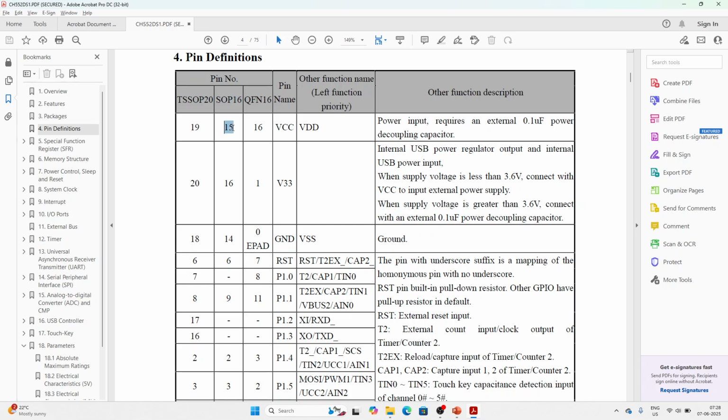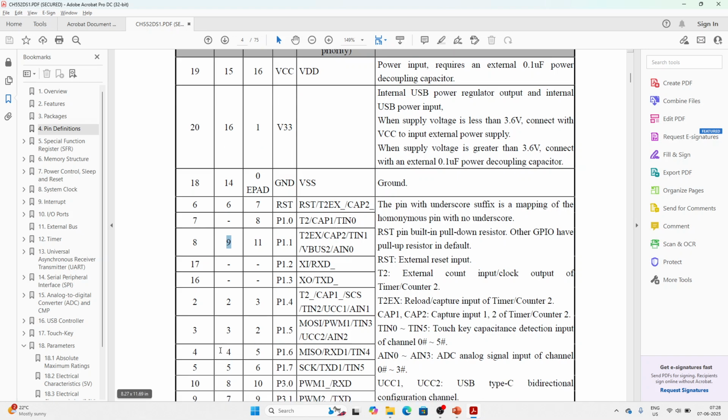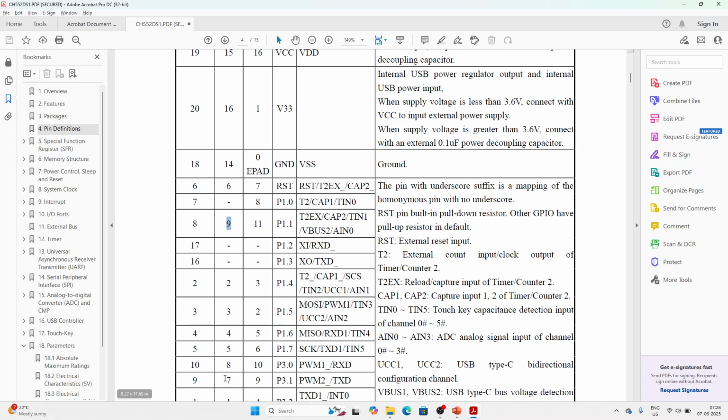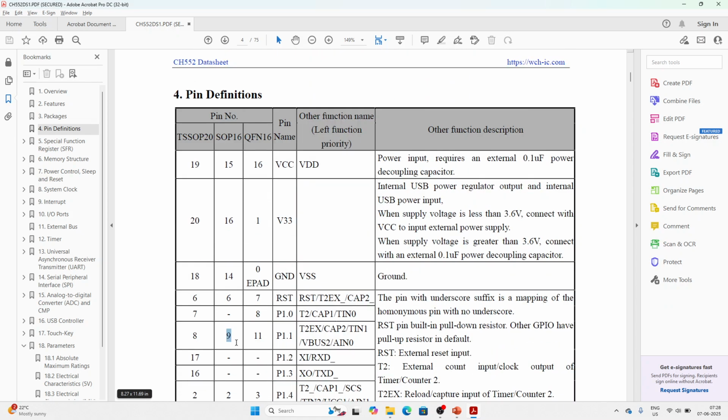Here the 15th pin is VDD, the 16th is 3.3 volts, and the 14th is ground. We have the 6th pin as reset, the 9th pin as port 1 first pin, the 2nd pin as port 1 fourth pin, the 3rd pin as port 1 fifth pin, the 4th pin as port 1 sixth pin, the 5th pin as port 1 seventh pin, and the 8th pin as port 3 zeroth pin. What we need to concentrate on other than that is the other function names, right?